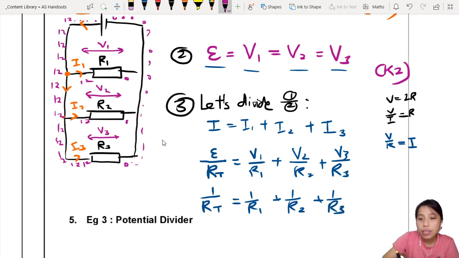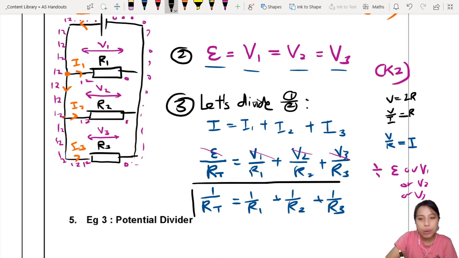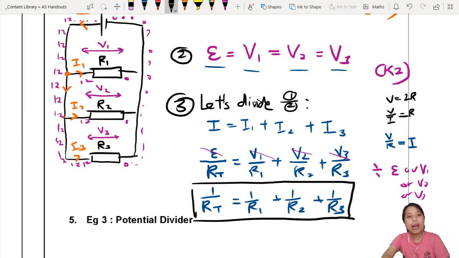The reason is, as I mentioned here, divide by E or V or V or V. Anytime you divide the whole circuit by the same number, all this is gone. Divide both sides by E or V, then you have this final equation. This is how you can combine parallel resistors here. So R1, R2, R3 combine, and you find R total.